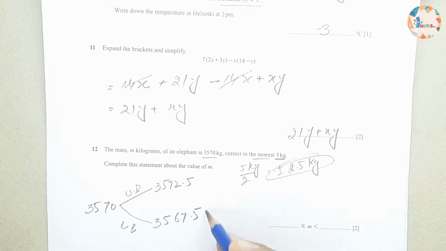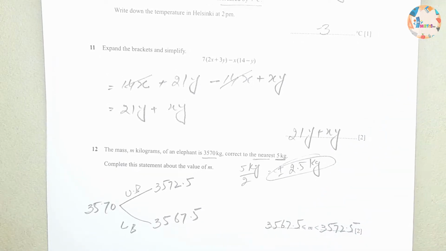So the lower bound we will be writing on this side. Otherwise it will be wrong and they will not give you 2 marks. 1 mark will be deducted for wrong sequence. If you switch this to this side and this to this side, you will be losing 1 mark.